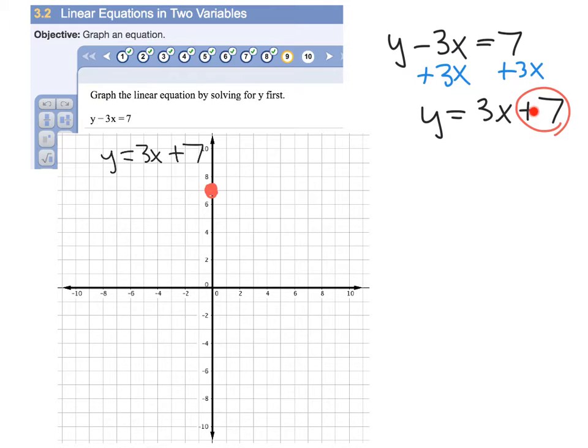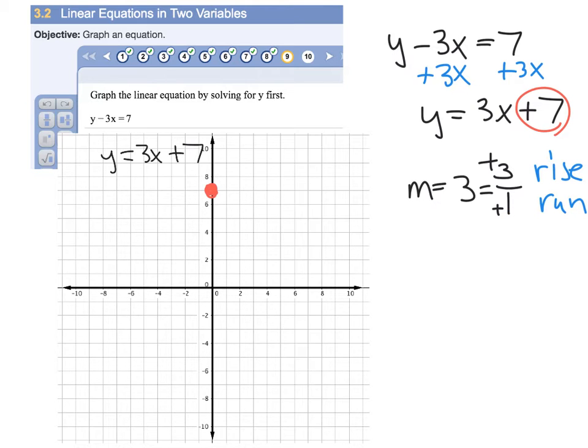We just know that it's going to start at 7. So there's our 7. Now, the slope in this case, remember, slope is 3. But we need to think of it as 3 over 1, because slope is always the rise over the run. So in this case, because it's a positive 3, it's going to go up 3, and that's a positive 1. So it's going to go up 3, and to the right 1.